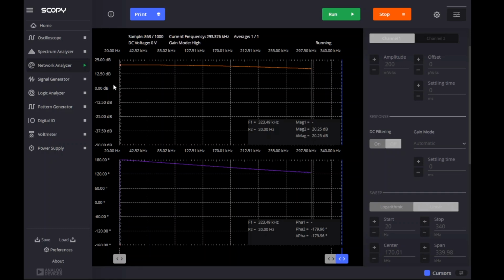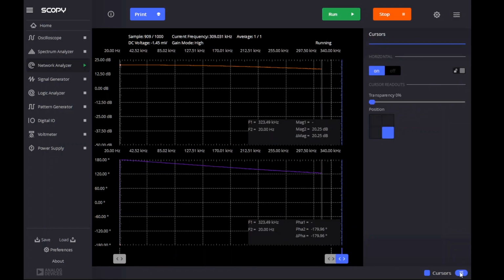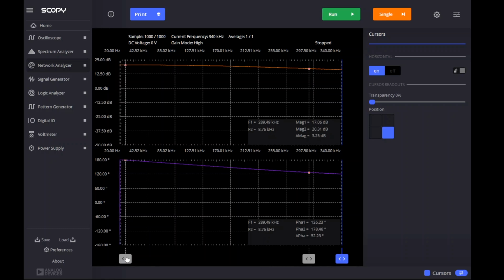So we have to enable the cursors, I guess they're already enabled, to find the 3 dB point. And one thing that's helpful with the cursors is to have the position down here so we can see them. And I guess that's all. And so now let's get the first cursor positioned to where the amplitude's kind of at a maximum near the beginning. The exact point doesn't matter all that much.